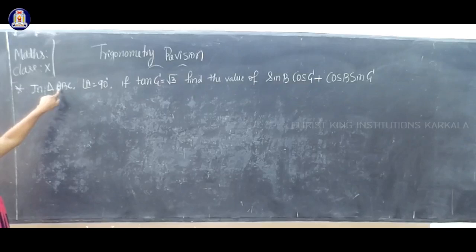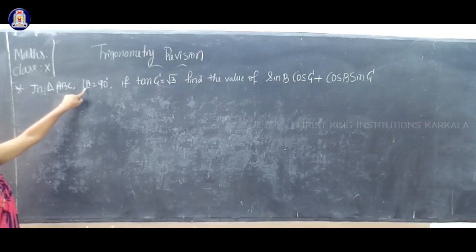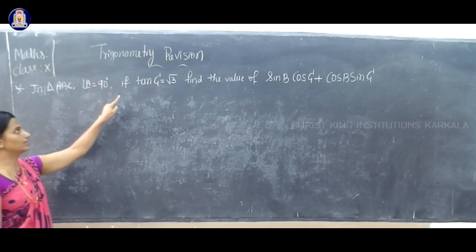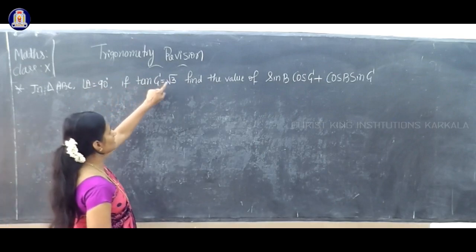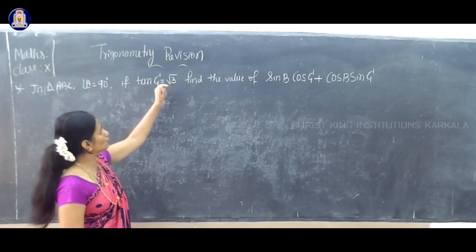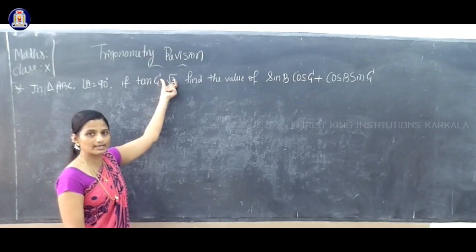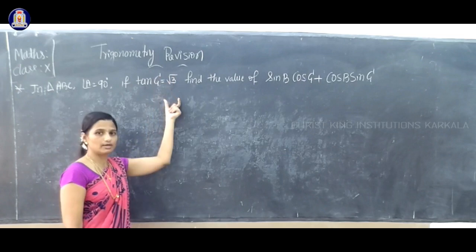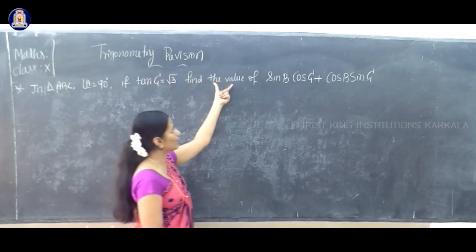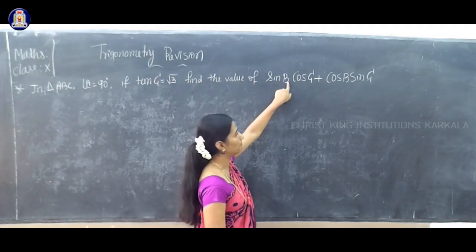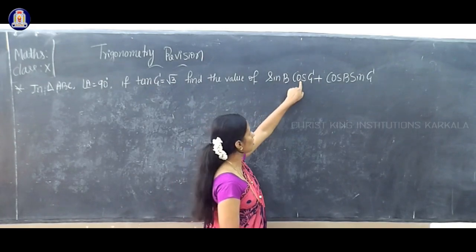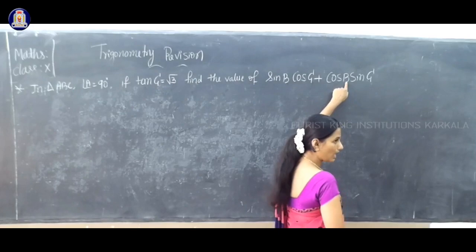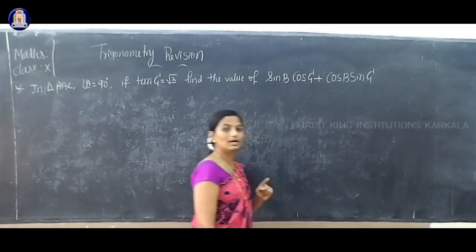In the right angle triangle ABC, angle A is 90 degrees. If tan C is root 3, so root 3 is given. How to write that root 3 as numerator and denominator? Root 3 divided by 1. Then find the value of sin B, cos C, cos B, sin C.